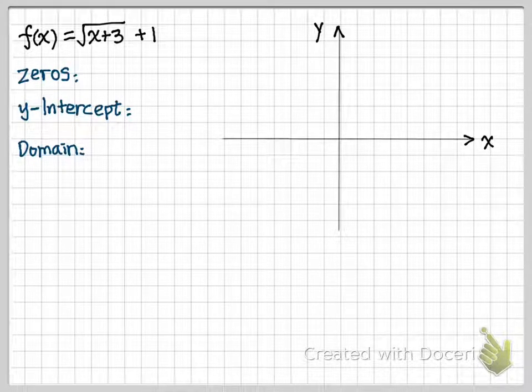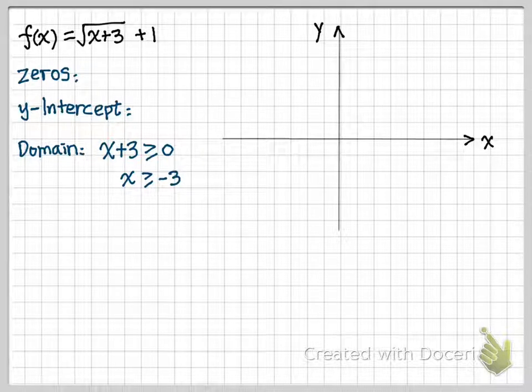Let's take a look at the function f of x equals square root of x plus 3, plus 1. If we need to find the domain of this function, we need to set the expression under the square root, which is x plus 3, to be non-negative. So the domain for this function is x is greater than or equal to negative 3. So the graph will start from negative 3 onward.